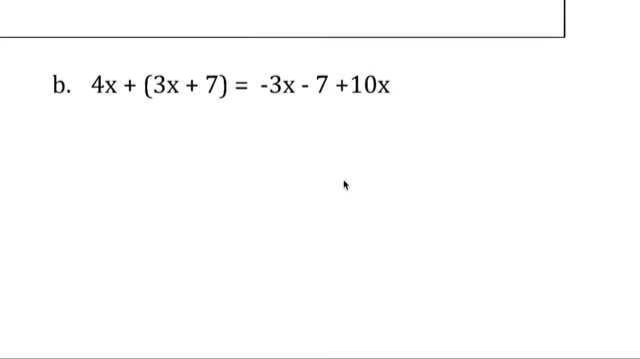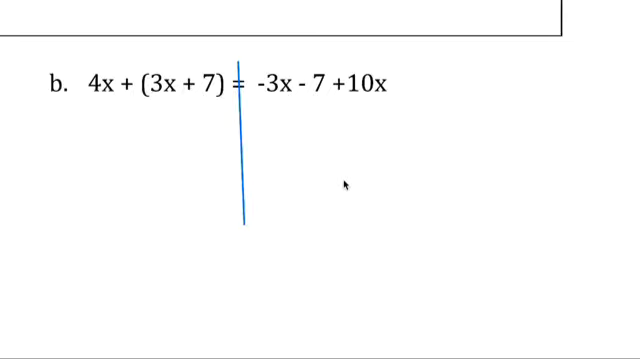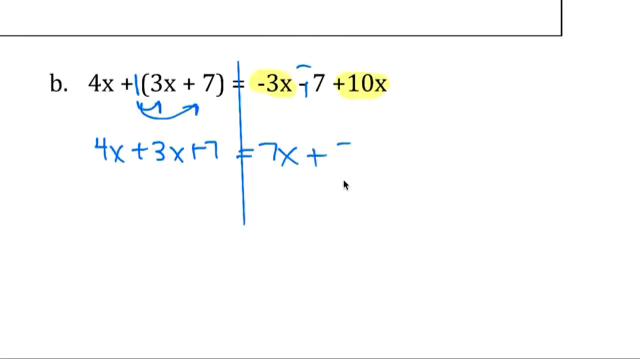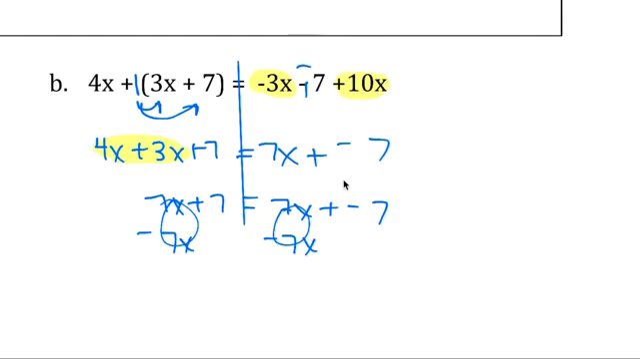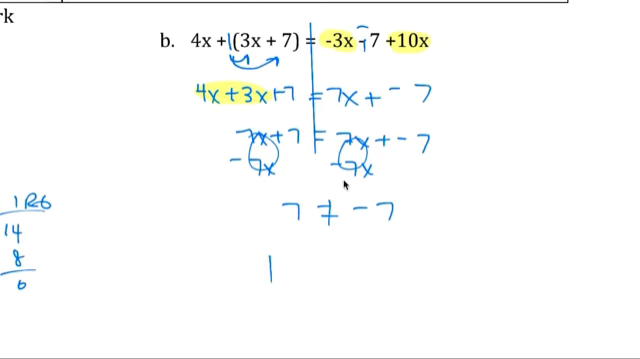And this last one there. I gave you guys plenty of space, huh? If there isn't a number, you're distributing a 1 there. Do not do that, that's wrong. Bring down the 4x plus 3x plus 7. Okay, these two are alike. Get 7x. Plus a negative 7. Okay, combine these. They're alike. 7x plus 7 equals 7x plus a negative 7. Minus 7x to both sides. 0 there, 0 there. We got no solution. Okay, and that's it.